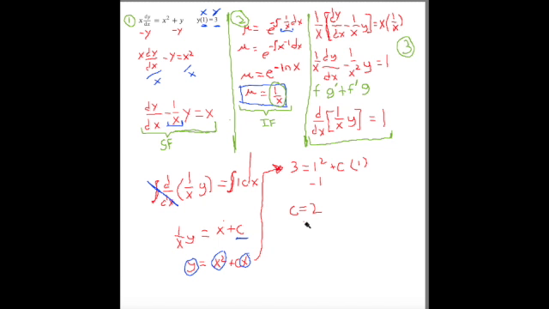Now that we have c, we're just going to plug that back into the equation that we got the step before. And our final answer is going to be y equals x squared plus 2x.